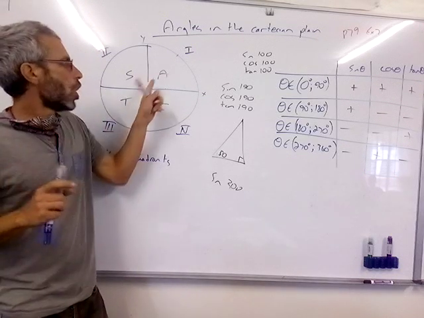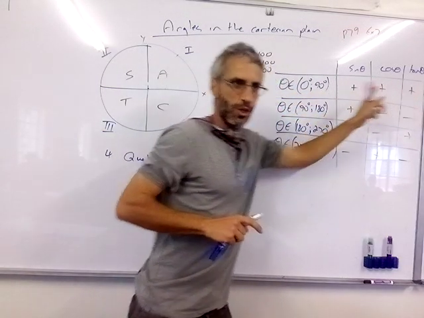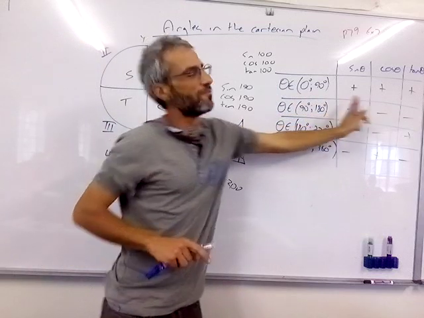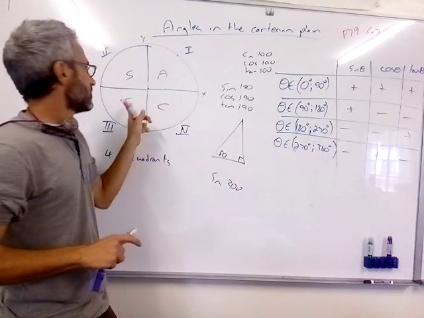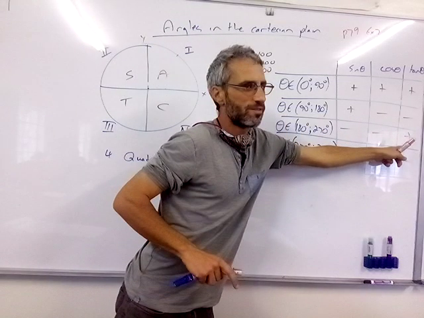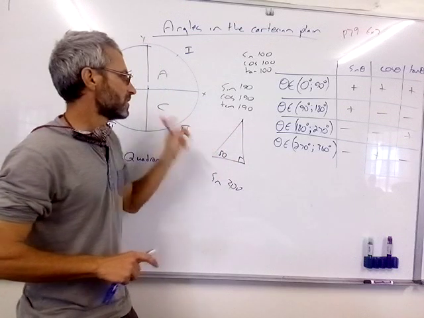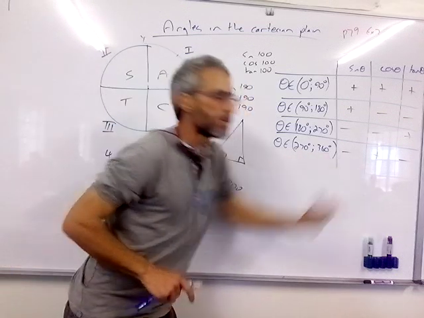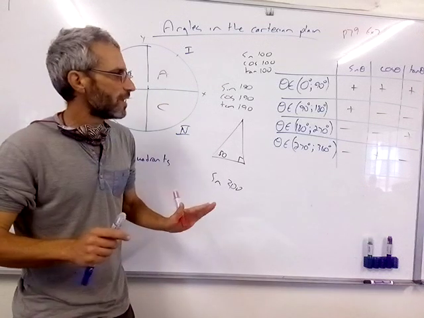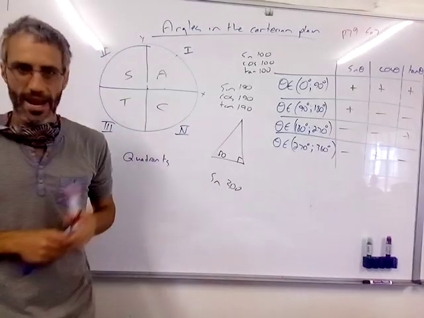What does that mean? All means all of them are positive. Students means sin is positive, the rest are negative. Take means tan is positive, only the tan. Coke, Coca-Cola, of course, means only the cosine is positive. Okay, I'm going to stop here. We're going to do a bit of practice, and I'll explain why that happens a bit later.